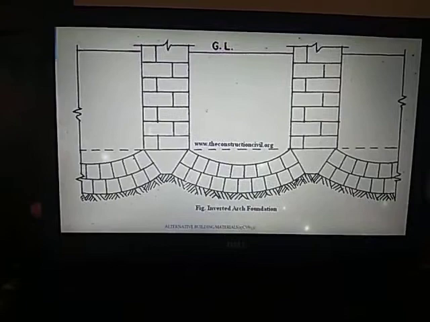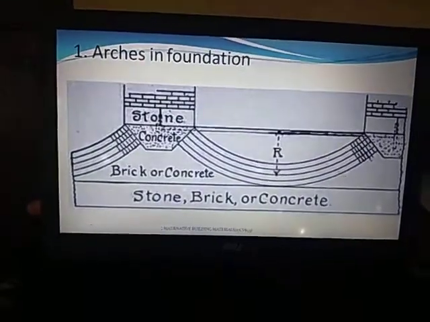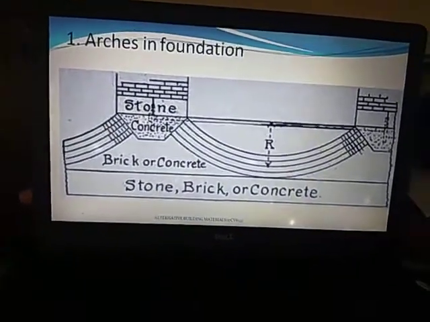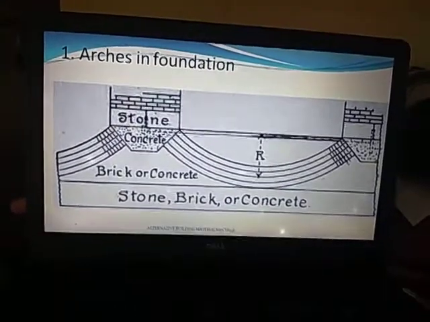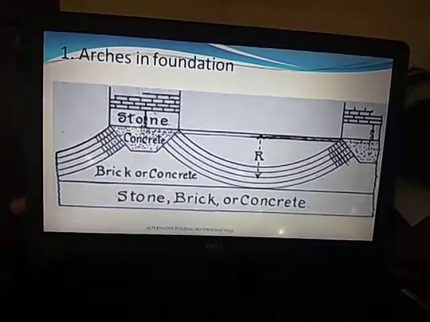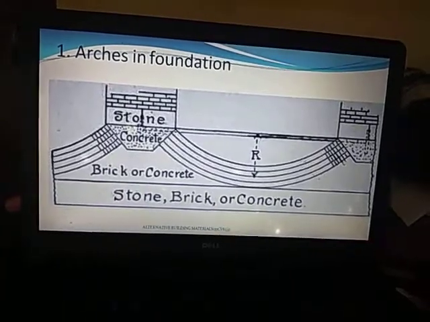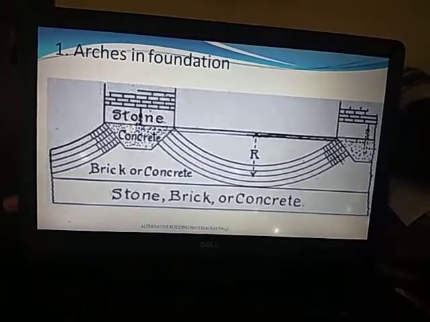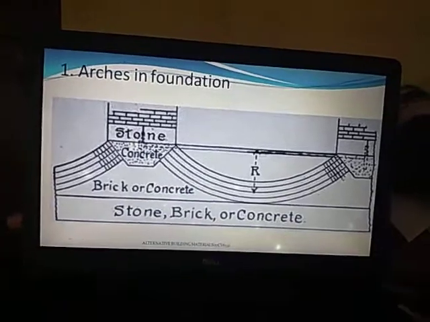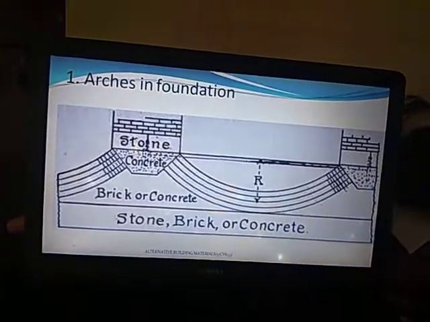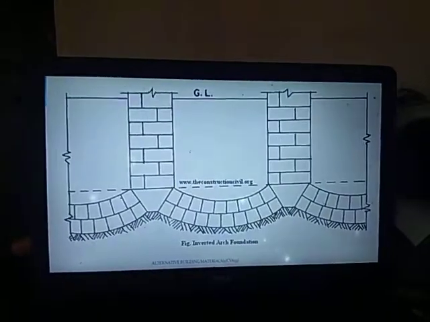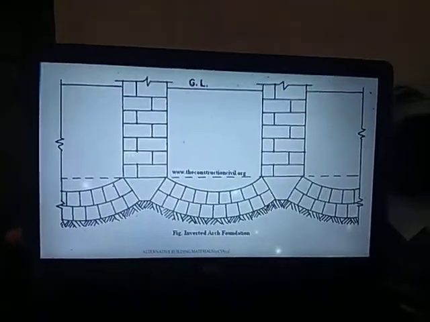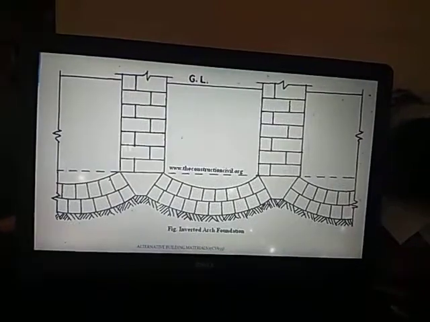So this is an inverted arch. At the starting, you can go for stone, brick or concrete, or in the second layer you can go for brick or concrete. Then the pillar should be provided, footing should be given with the concrete, and then the wall should be constructed. So this is an inverted arch foundation. Usually we will go for an inverted arch foundation.